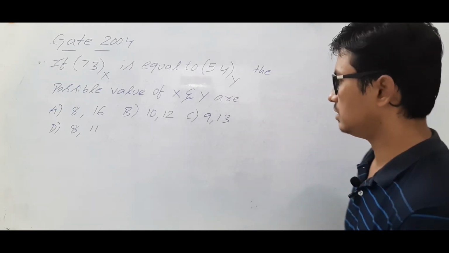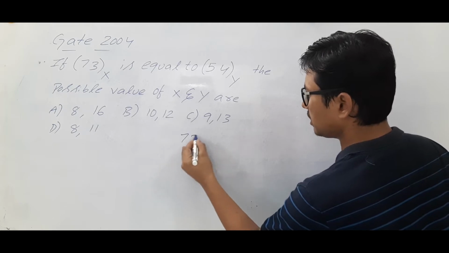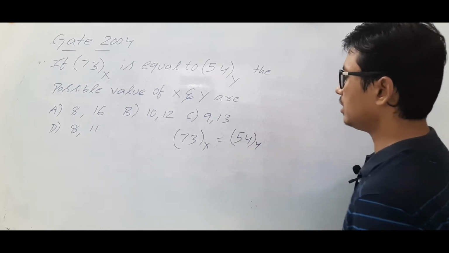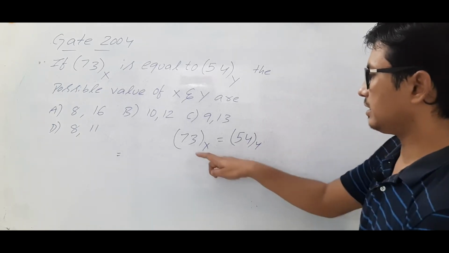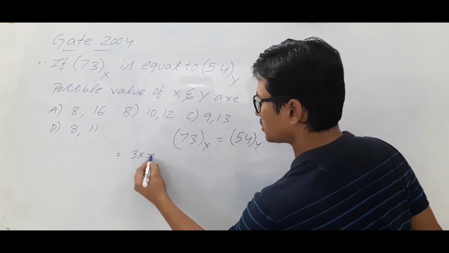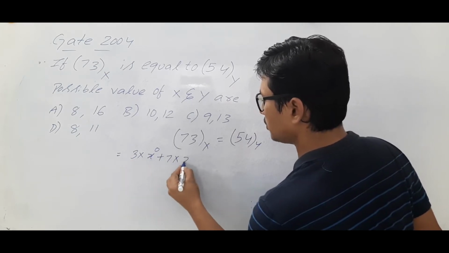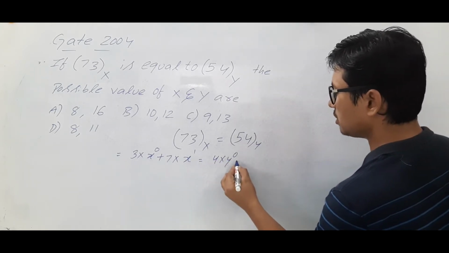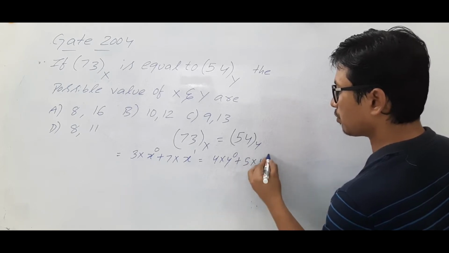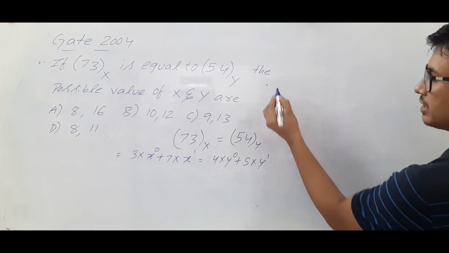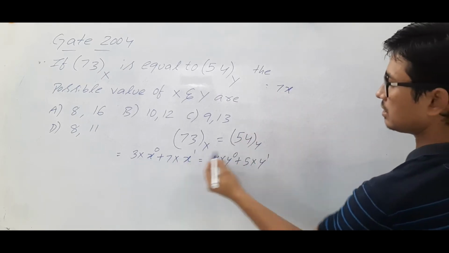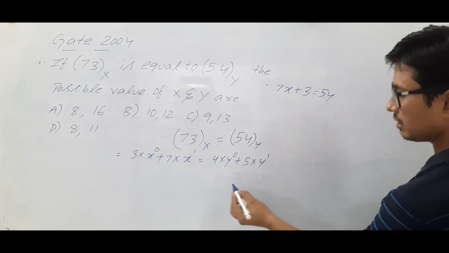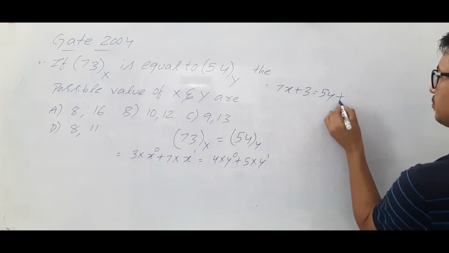So we will solve this question. They are saying that 73 base x is equal to 54 base y. If I do a conversion, I will get 3 into x power 0 plus 7 into x power 1 is equal to 4 into y power 0 plus 5 into y power 1. If I simplify it, I will get 7x plus 3 is equal to 5y plus 4. Is it clear?